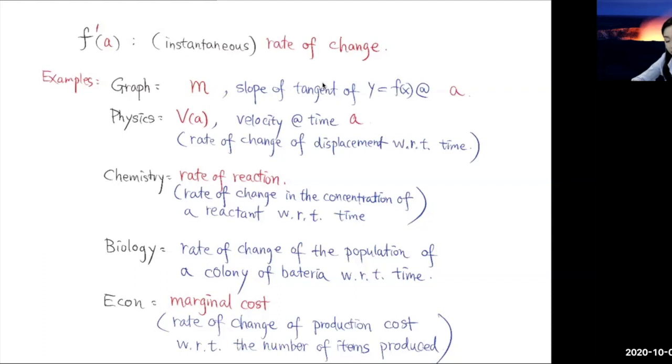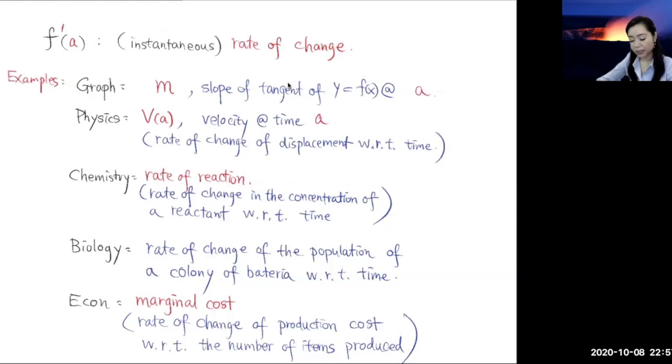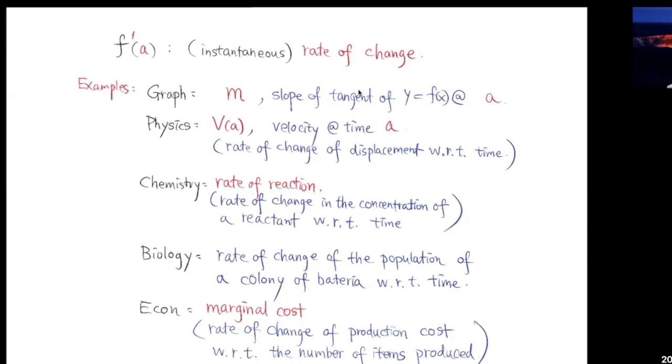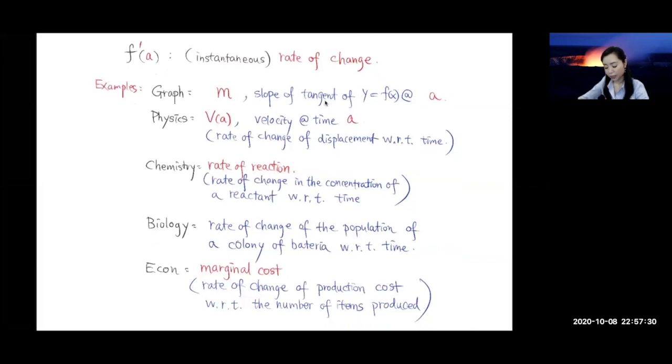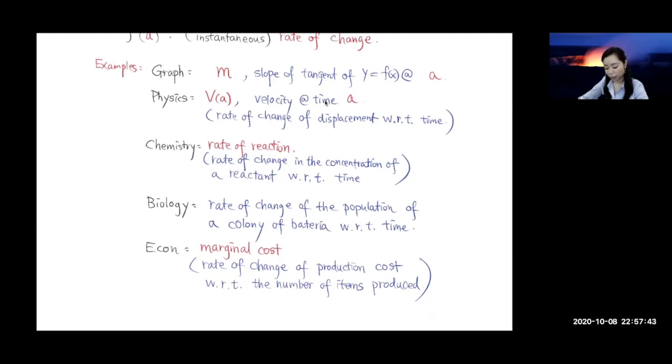So the derivative of the function at A represents instantaneous rate of change. For example, on a graph, it can represent the slope of the tangent at A. In physics, it represents instantaneous velocity at time A. In chemistry, it can represent rate of reaction. In biology, it's the rate of change of the population of a colony of bacteria with respect to time. In economics, it could be the marginal cost, which is the rate of change of production cost with respect to the number of items produced.